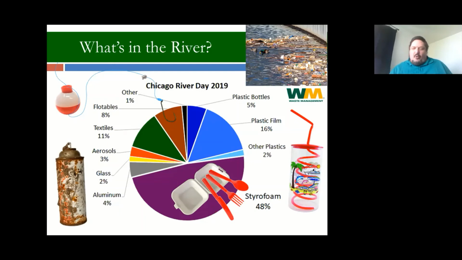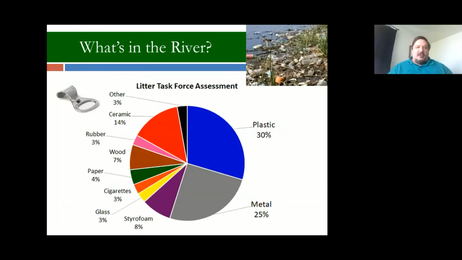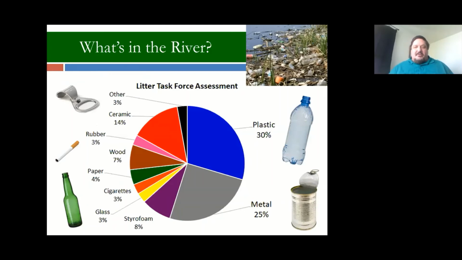I think it's important to actually know what's out there before you can clean it up. Since then, we've been doing community trash pickups, what we call our litter task force. And that data has been handed over to Friends of the Chicago River. You can see the distribution of some of the trash in those work days. About 30% plastic, 25% metal, styrofoam, glass, cigarettes, rubber, ceramic is a big component. And I think this differs from the Chicago River Day only because if we picked up a large metal object on Chicago River Day, it probably didn't make it into the bag that went to Waste Management for analysis. So I tend to go with this distribution of what's in the river a little bit more than what the Waste Management analysis said. But still, a lot of this is a big problem.